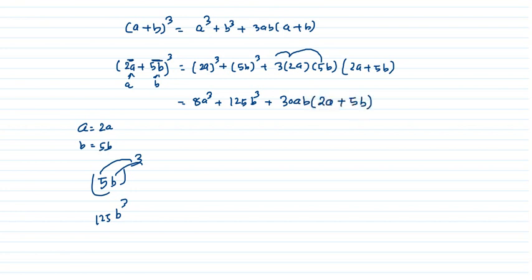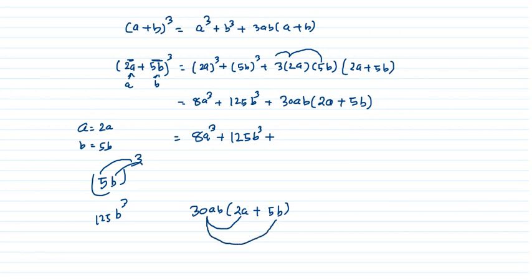Now we are left with one more step. You have to write same to same, don't worry: 8a cube plus 125b cube plus, now here you see this is a multiplication. So how do you do it? I'll break it down further: 30ab times (2a plus 5b). So now 30ab is multiplied with this term and with this term. Now 30 into 2 is 60.